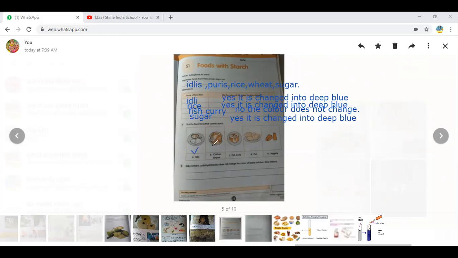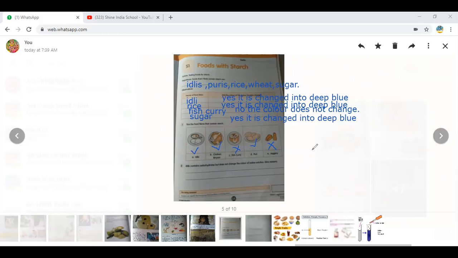Chicken biryani, rice and the chicken is having more content of carbohydrates. Fish curry does not have, so I am giving the cross mark here. Yes. Next, puri is having carbohydrates. Jaggery does not have, so I am giving a cross mark here. Now you may get the doubt. Jaggery is also sweet to taste. Why does jaggery not have carbohydrates?